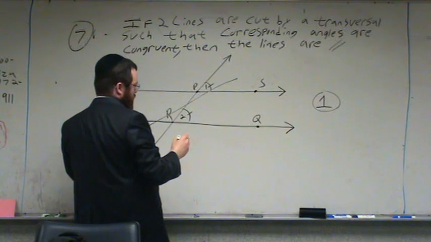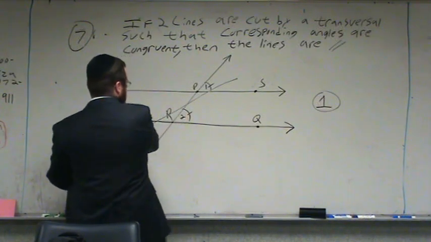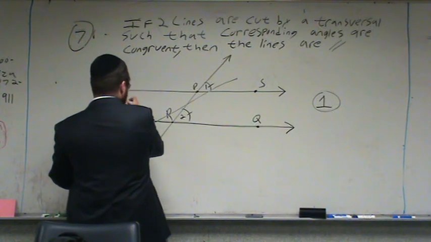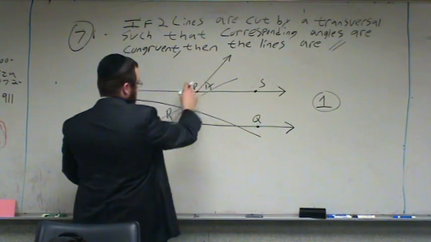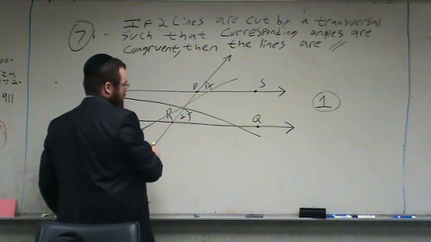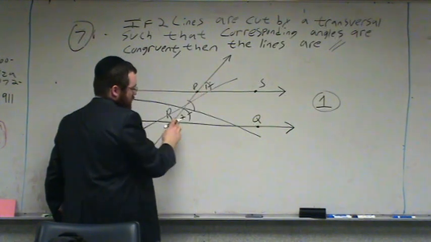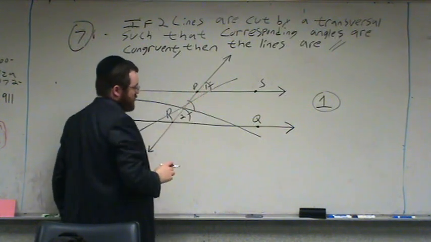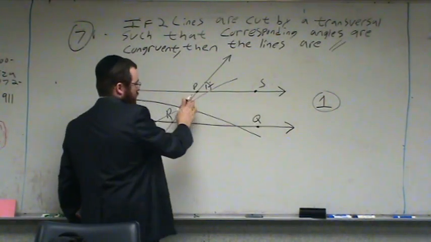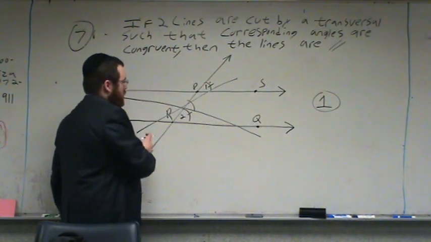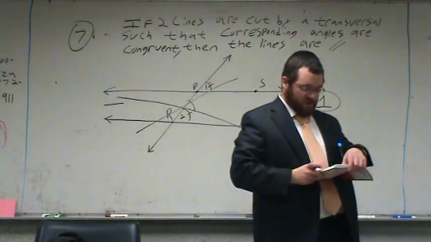Or better yet, you have a line that goes like this, a little down. So what happens? This line cuts it, but this angle is not equal to this angle because this is a little wider, you could see. So the only way that these two angles could be the same if one line cuts it is if the lines are parallel. So the only correct answer is answer 1.